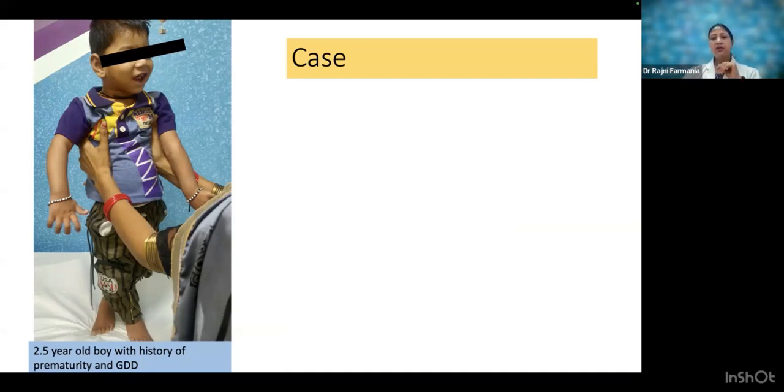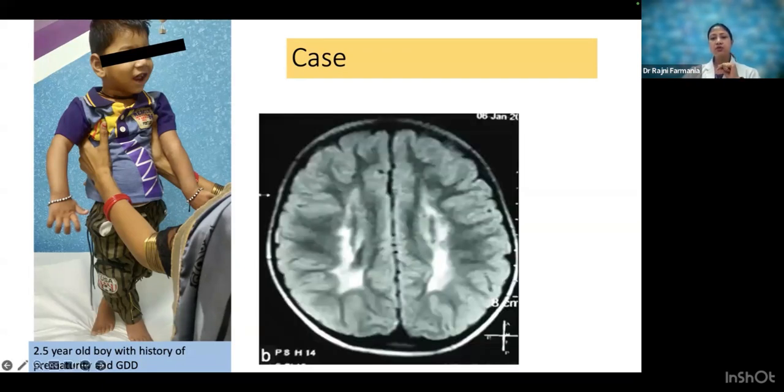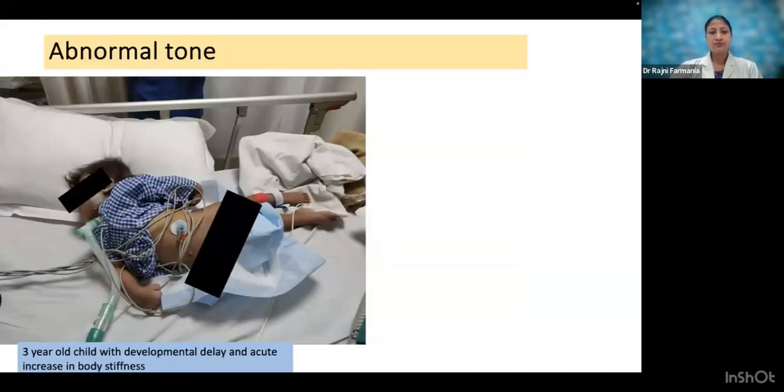In this child, when you did an MRI, you saw periventricular leukomalacia. So periventricular area, that's PVA, is a common radiological finding in a child who has prematurity, and they can present with spastic diplegia or spastic paraplegia. Now, this child was sick, was admitted.